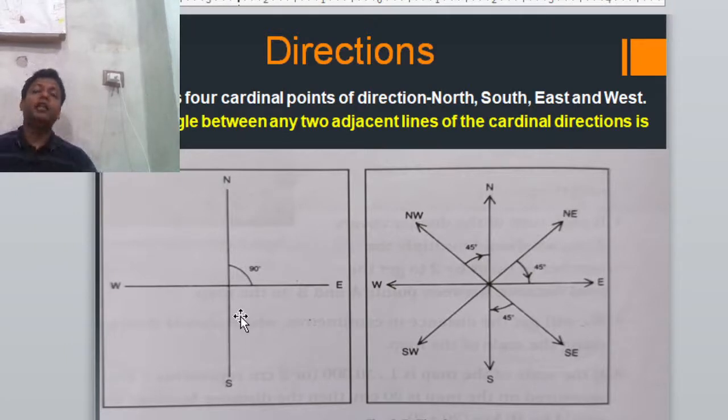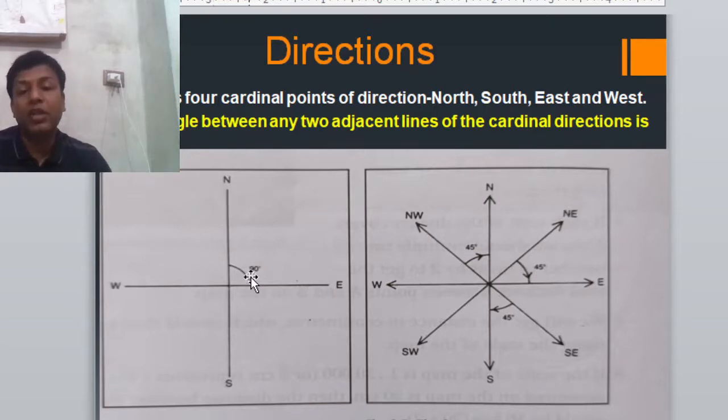As you know, in your daily life there are four directions. These are the cardinal directions. As you have already understood about coordinate geometry, we have two coordinates, x and y, and four quadrants. Like that, north, south, west, east, we have four cardinal points of directions.